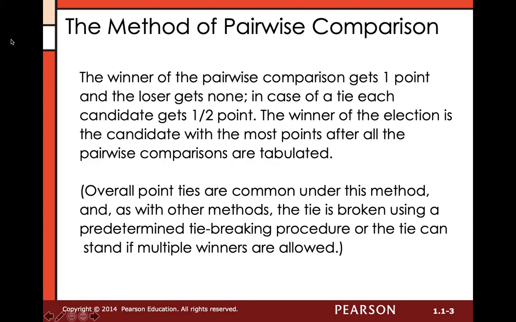To score it, the winner of each pairwise comparison gets 1 point. The loser gets none, and in the case of a tie, each candidate gets half a point. The winner of the election is the candidate with the most points after all the pairwise comparisons are tabulated. Overall point ties in this method are very common, and so as with other methods, there's going to be a tie-breaking procedure which is determined beforehand. Unless, of course, multiple winners are allowed, in which case the tie will stand.